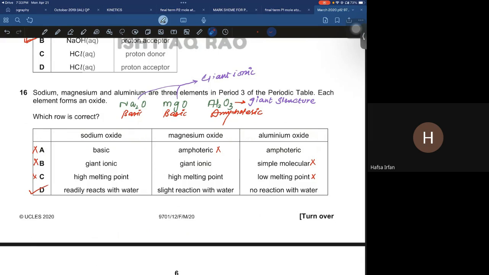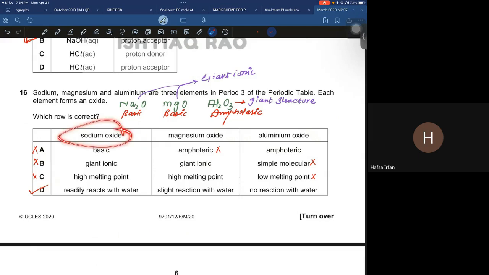Then if you can try option C, they are saying sodium oxide is going to have a high melting point. Yes, because it's an ionic compound. Magnesium oxide is also an ionic compound, so it would have a high melting point. And aluminium oxide is also an ionic compound. But why are they saying it has a low melting point? So that's why option D is correct.